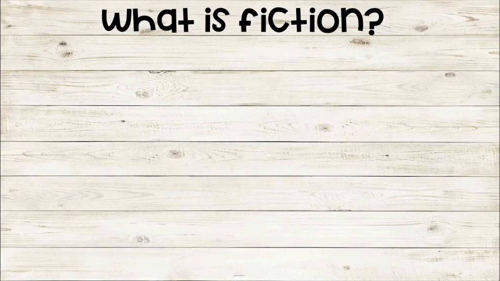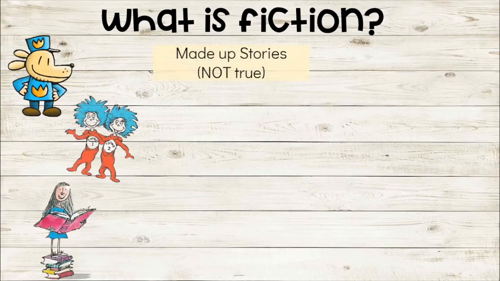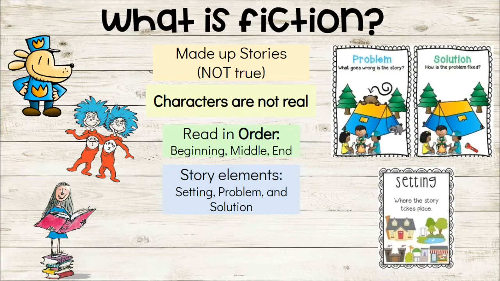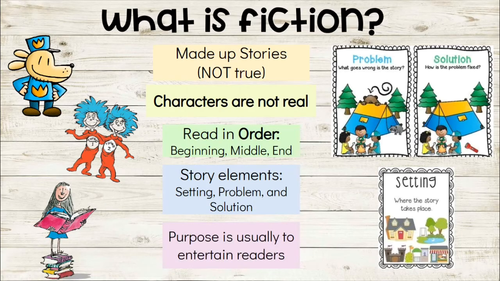All right, readers, we are going to first go over the characteristics of fiction. Fictional stories are made up. That means that they're not true. The characters in the story are not real. You read fictional text in order: beginning, middle, end. Story elements that are included are setting, which is where the story takes place, problem, what goes wrong in the story, and solution, which is how the problem is fixed. The purpose of these texts is usually to entertain readers. So these are the characteristics of fiction.